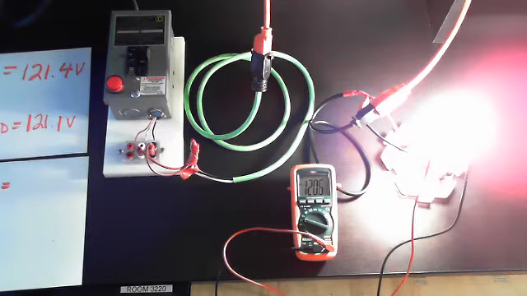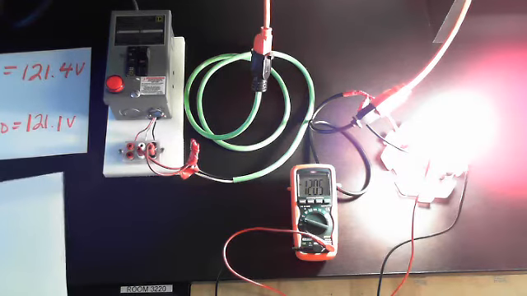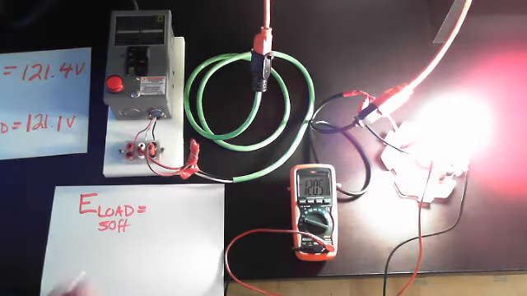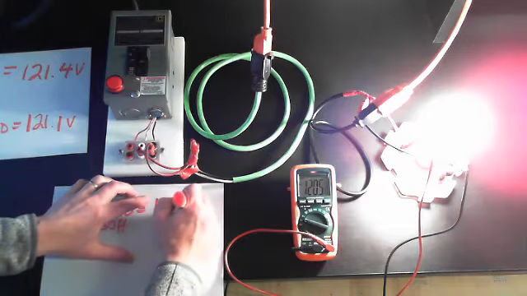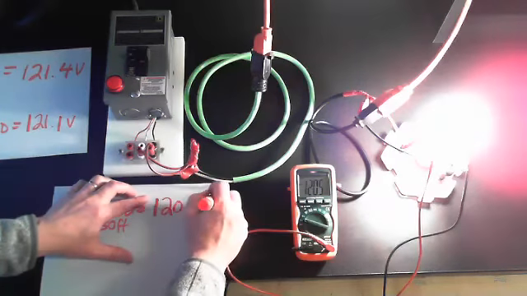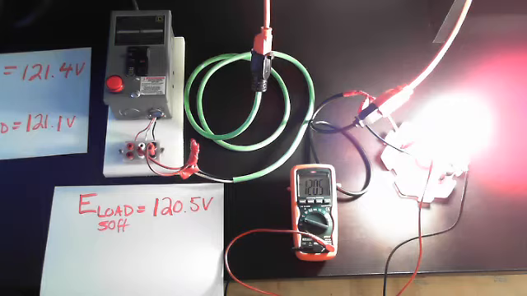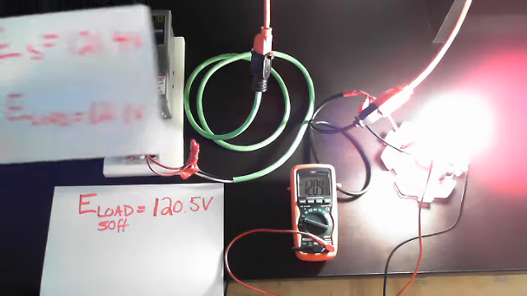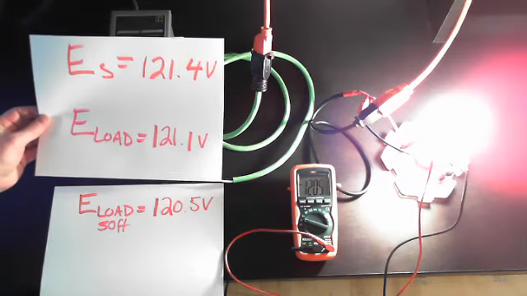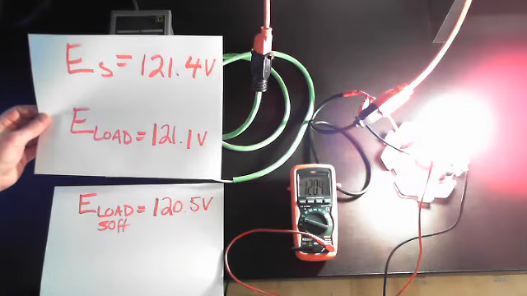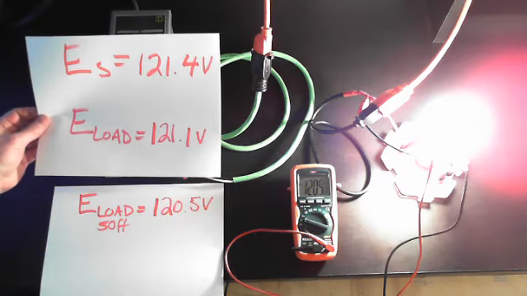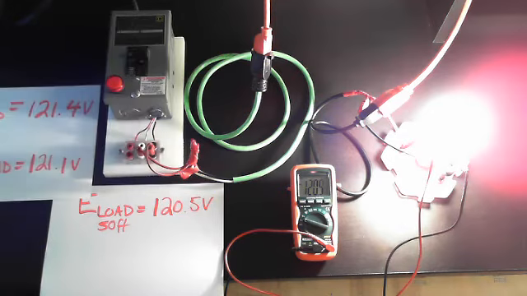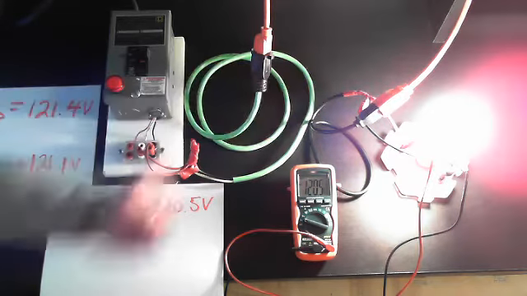And so now with my 50-foot extension cord, I have a voltage of 120.5 volts. Okay. So slowly going down. We were at 121.1 with one connection, and now I have a 50-foot extension cord, and I'm at 120.5. So now I have 1, 2, 3, 4 connections, right?